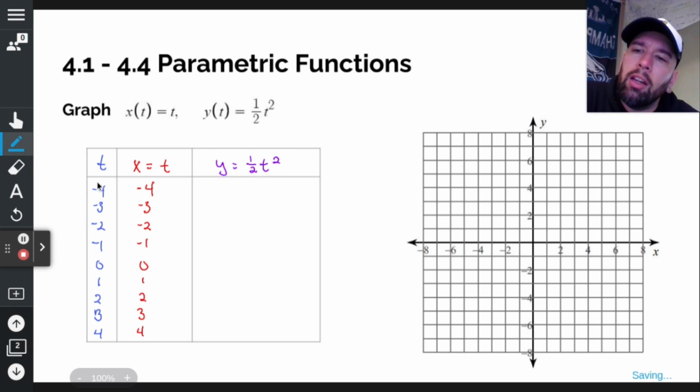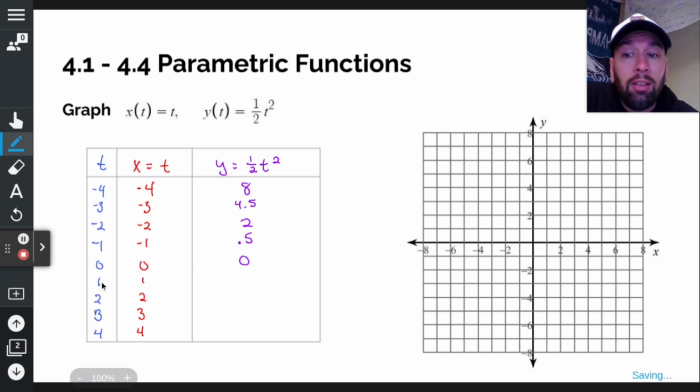So whatever t I choose, I square it, I take half of it. So -4 squared is 16, half of that is 8, so y is 8. -3 squared is 9, so half of 9 is 4.5, so I'll actually write it out as a decimal because it's easier to graph. -2 squared is 4, half of that is 2. -1 squared is 1, half of that is a half, so I'll put 0.5. 0 squared is 0, half of that is 0.